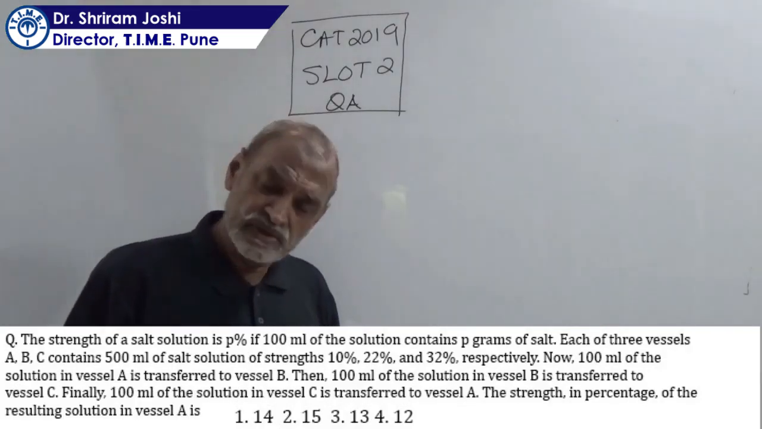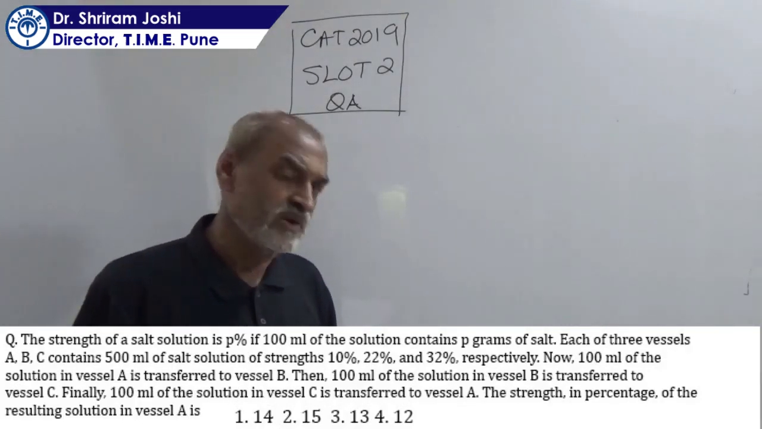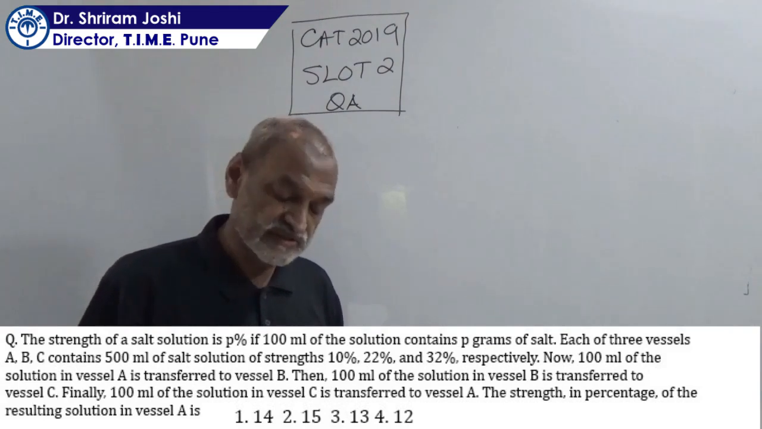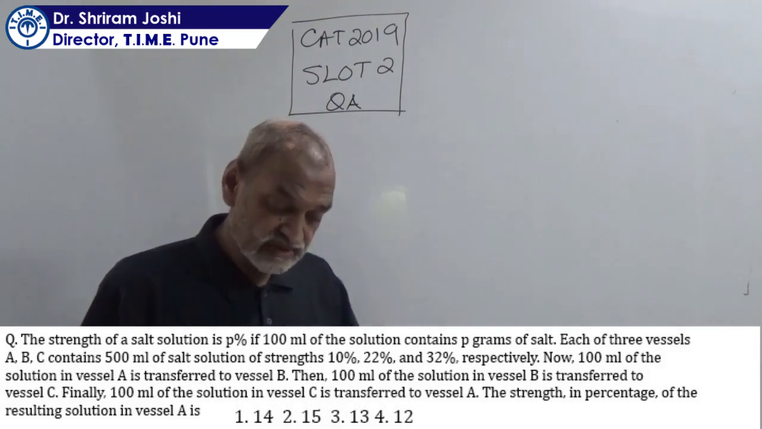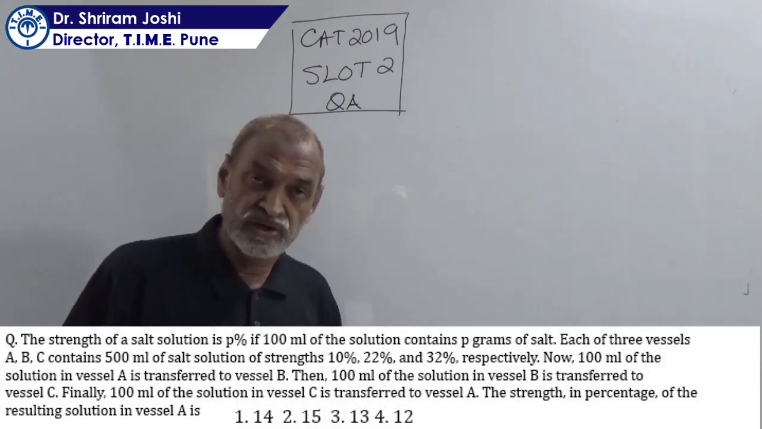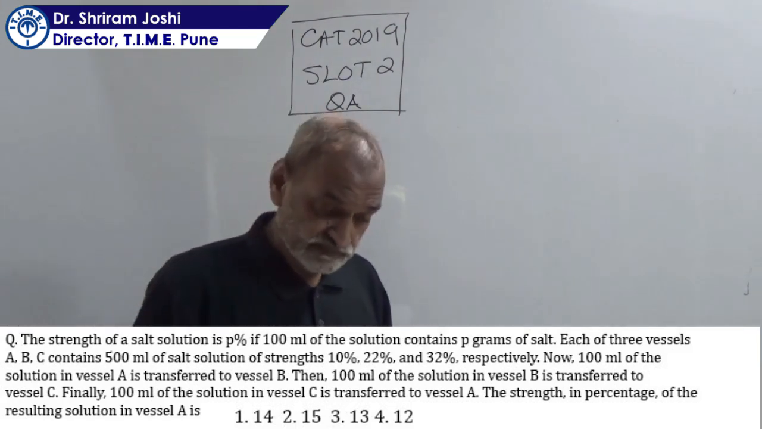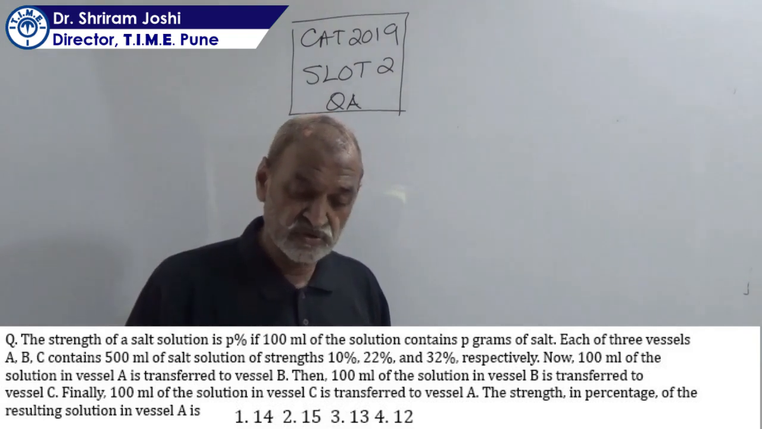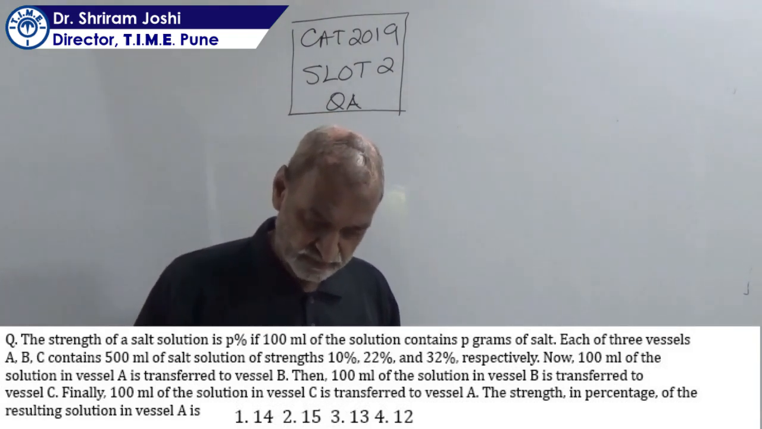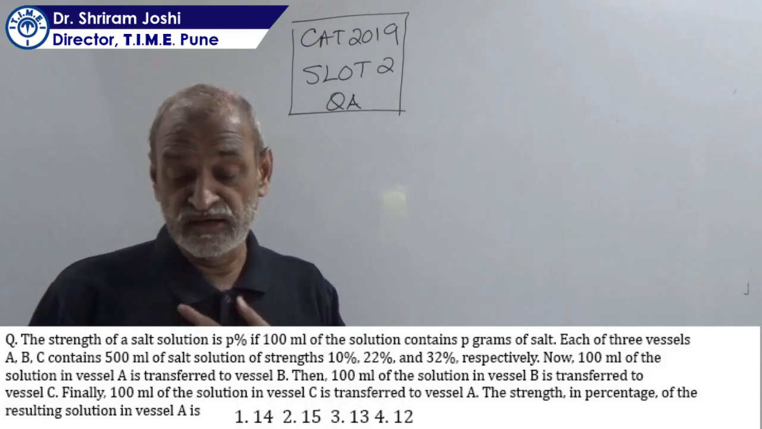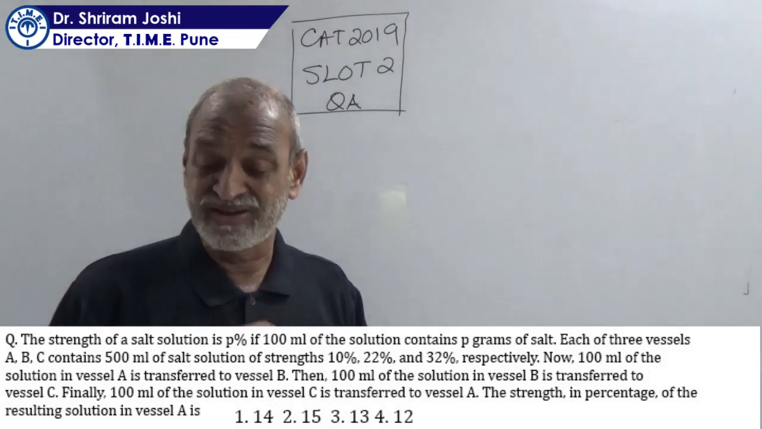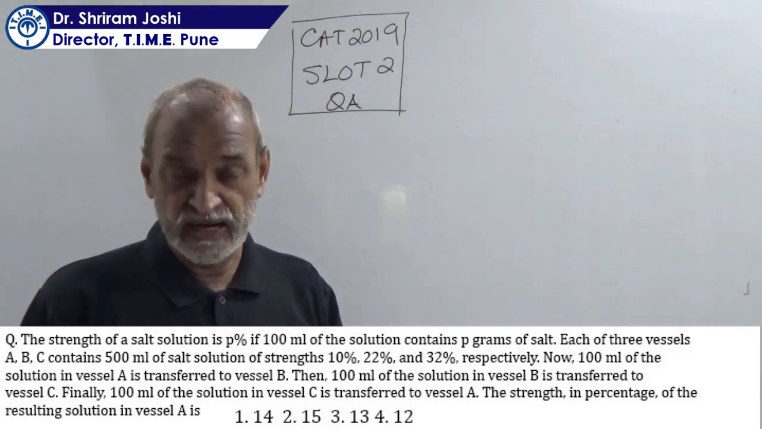One important topic which can be slightly complicated is about mixtures. There's a slightly long question with a story, and there are 3 solutions. The strength of a salt solution is considered to be P% if 100 milliliters of the solution contains P grams of salt.